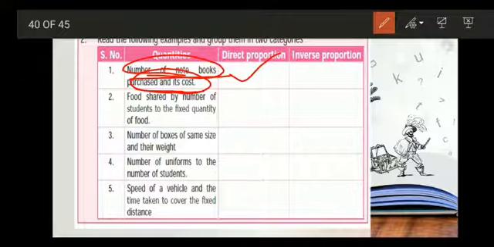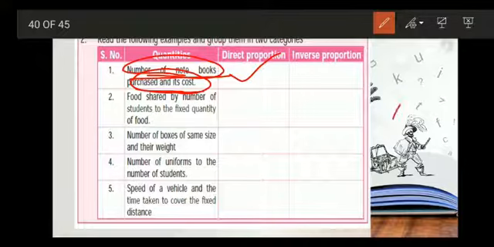Okay, now see the second one, food shared by number of students, with a fixed quantity of food. Okay, so here the quantity of food is fixed. So now what they are comparing is food shared by number of people and the amount of food. What will happen when the number of people increased? The amount of food shared by the people will become less, right?